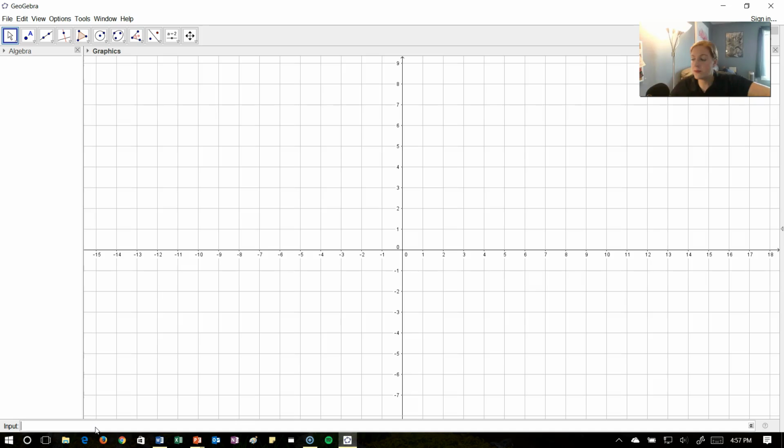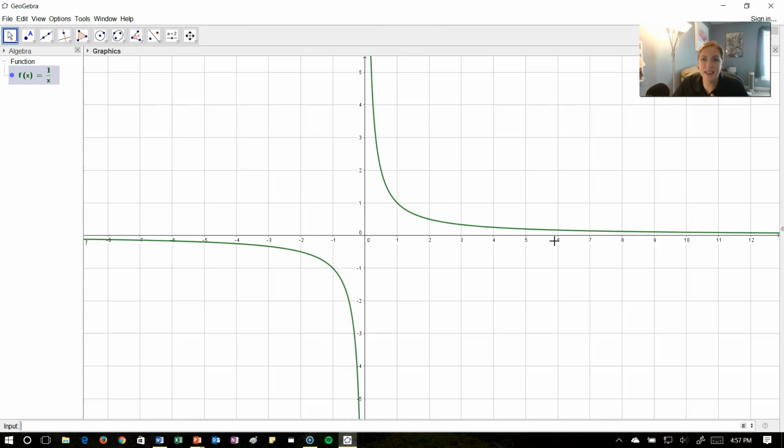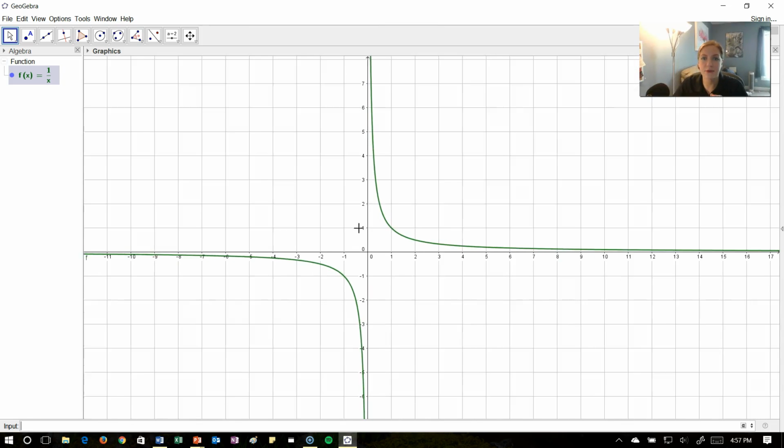Remember in that input box, we can just do f of x equals 1 divided by x. I'm going to go ahead and enter, and we can see that this does look very similar. This is the most basic type of rational function. It would be the parent function that we talked about last week. And you can see here that x cannot be 0.